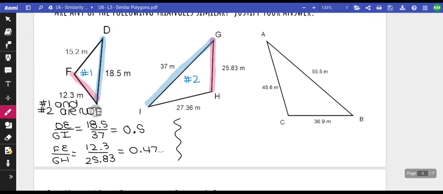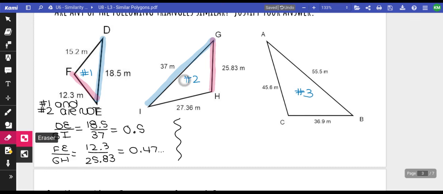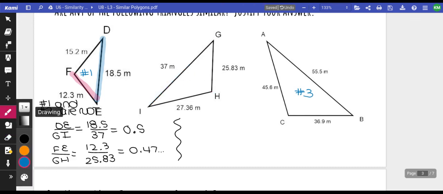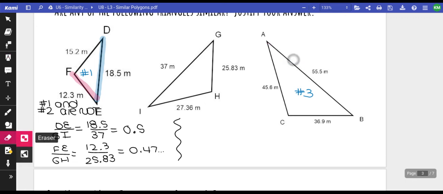Which 2 do you think are similar? 1 and 3. Okay. So we're going to ignore number 2. What is we started with the shortest side. Is that what we did? The longest side. Okay, longest side on number 3 is 55. Oops, and I did that in the wrong color.